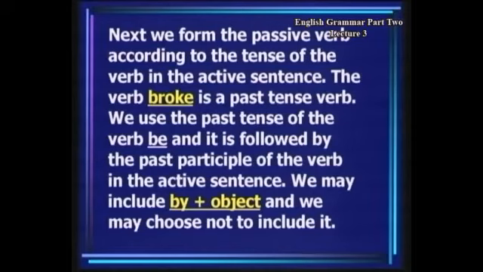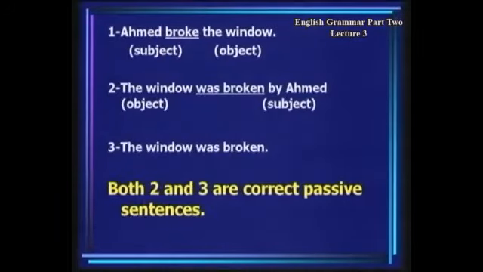Past participle is broken. We may include by plus object, and we may choose not to include it. For example, we say Ahmed broke the window, Ahmed is the subject, and the window is the object. The window was broken by Ahmed.